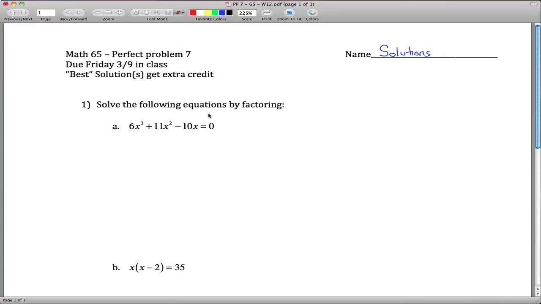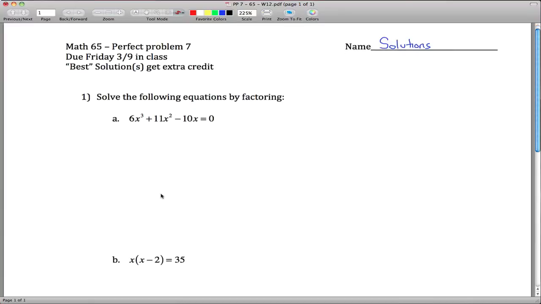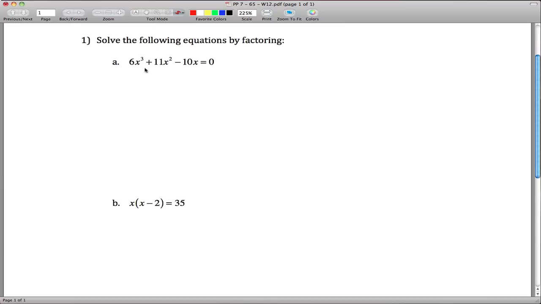All right, here are perfect problem 7 solutions for Math 65. We're asked to solve the following equations by factoring.